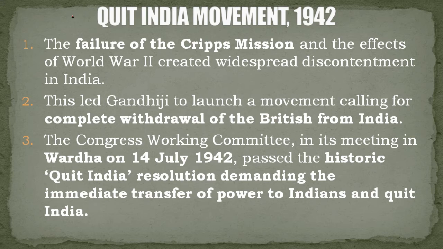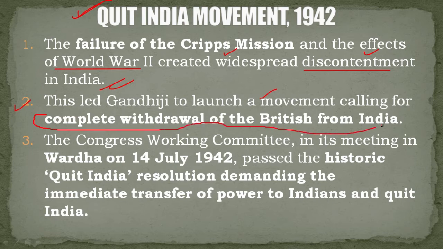Now we come to learning about the Quit India movement, which took place in 1942, and the reason why we have discussed Cripps Mission a bit in detail is that we see the failure of the Cripps Mission and the effects of World War II created widespread discontentment in India. The failure of the Cripps Mission and the effects of the Second World War left people totally unsatisfied with the administration of the British. This led Gandhiji to launch a movement calling for complete withdrawal of the British from India.